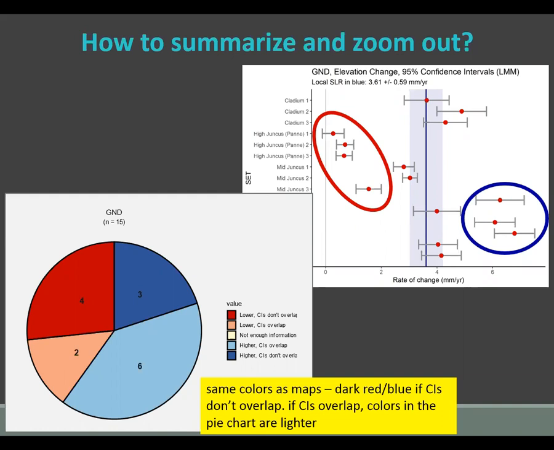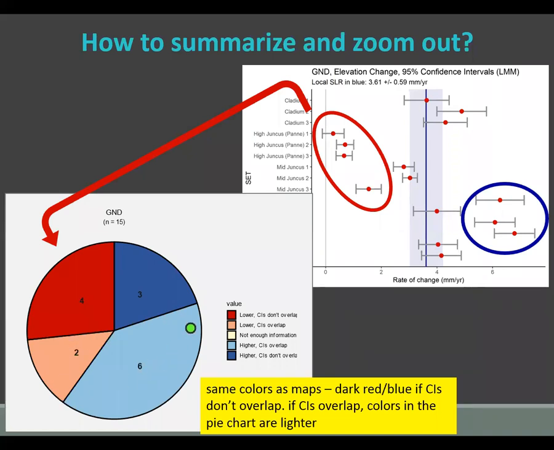So we will show what's happening at different reserves on a map. Just keep in mind it's one reserve, a set of surface elevation tables, so don't overinterpret. The colors mean the same thing. If it's red, it is not keeping up with sea level rise. The difference in this pie chart is that dark red means the confidence intervals don't overlap, and light red means the confidence intervals do.